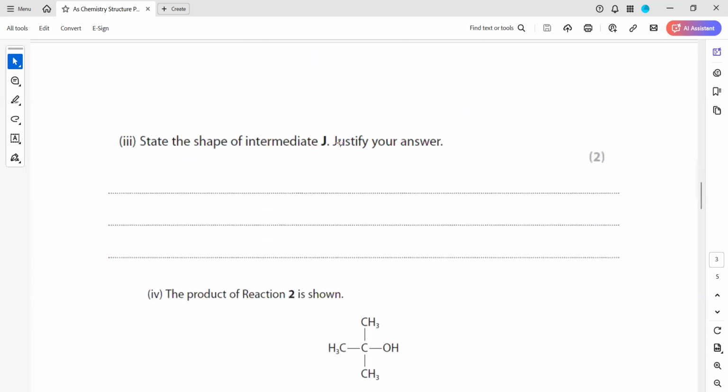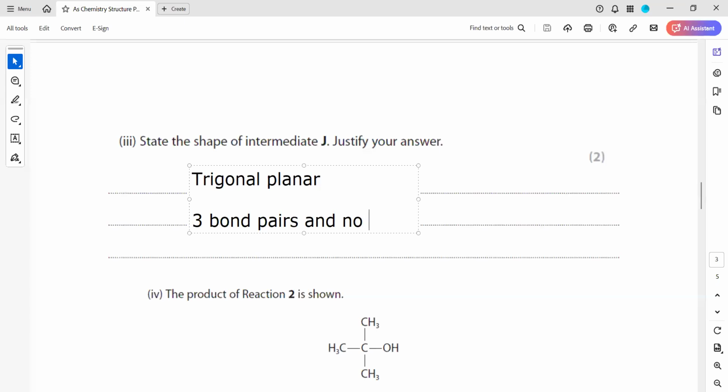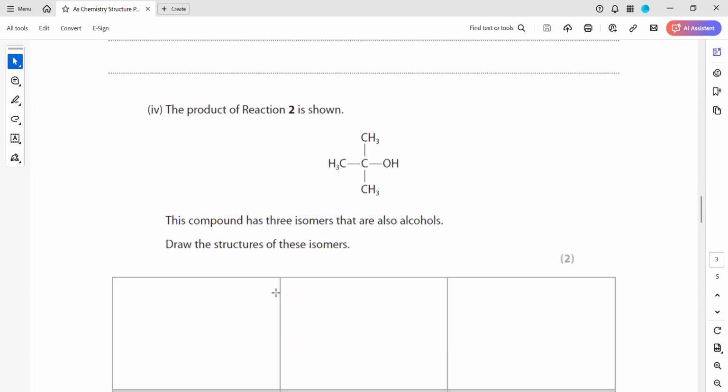So state the shape of the intermediate and justify your answer. So what will the shape be? The shape will be trigonal planar, and the justification is because it has three bond pairs and no lone pair. So the atoms will have minimum repulsion when they are arranged at an angle of 120 degrees, so the geometry will be trigonal planar.